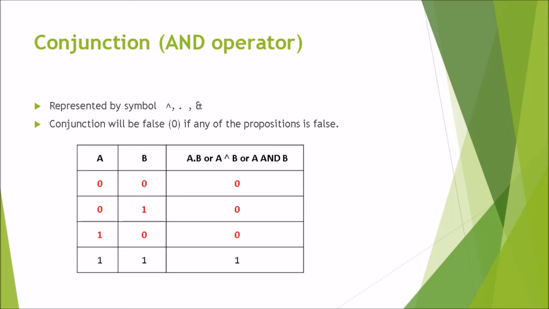This is conjunction, the AND operator, which is represented by these symbols. Conjunction will be false, 0, if any of the propositions is false. Now in this given table we can see the first 3 rows, where at least one proposition, either A or B, has 0 as its truth value. That's why in the output column we are getting 0, whereas in the last row both propositions have true values. That's why the output is also true.